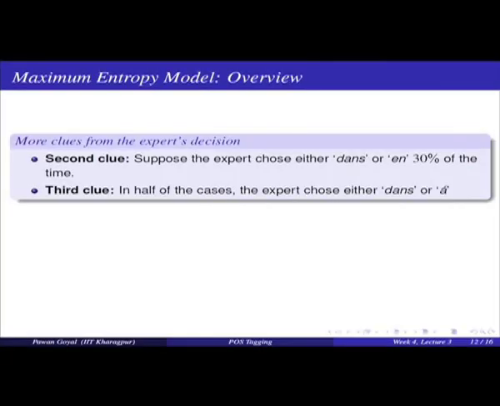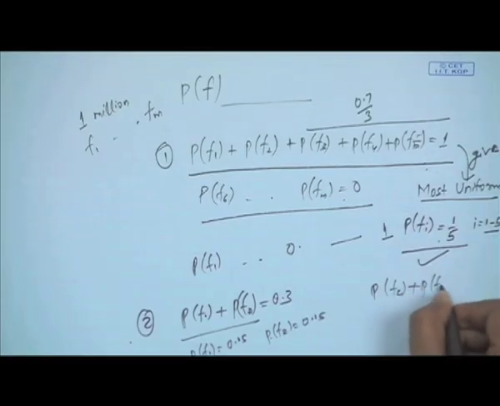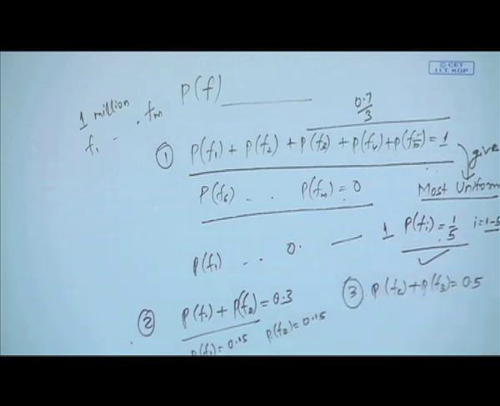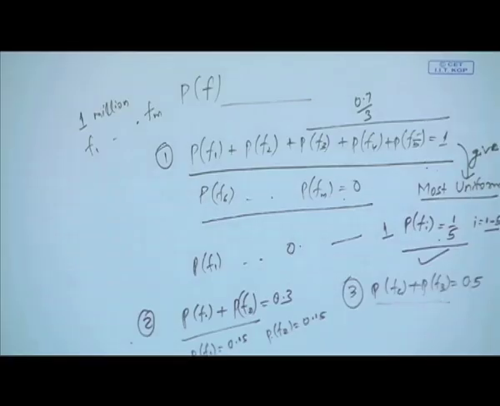Like in half of the cases, experts chose either the or a. So that is Pf2 plus Pf3 is equal to 0.5. That is constraint 3. And now immediately you will see that it becomes difficult to just look at this equation and try to solve for what is the distribution that is most uniform. And that's where we will need to understand the concept of maximum entropy. So I want to find out the model that is most uniform given the constraints, and that is equivalent to finding the model that is having the maximum entropy among all.